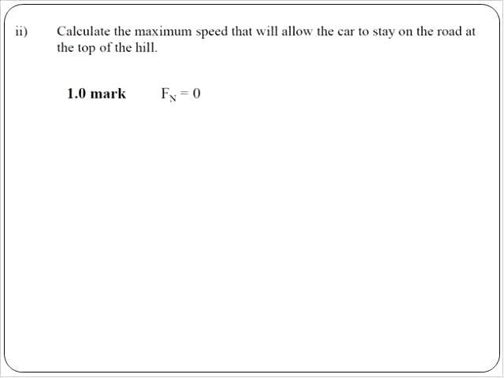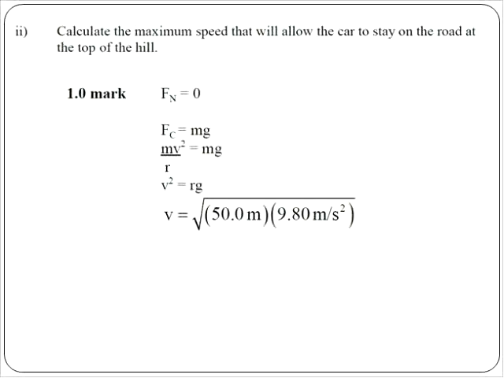Fn equals 0. The markers for this particular exam said that was worth 1 mark just for recognizing that. At that maximum speed, now usually it's minimum speed, isn't it? Usually the car is upside down, so it's a minimum speed before it starts to fall. Well, this time it's a maximum speed before it starts to lift off the road, but it's exactly the same type of situation. Because Fn equals 0, you can say mv squared over r equals mg, or in other words, v squared equals rg, or v equals the square root of gr. Remember that one?